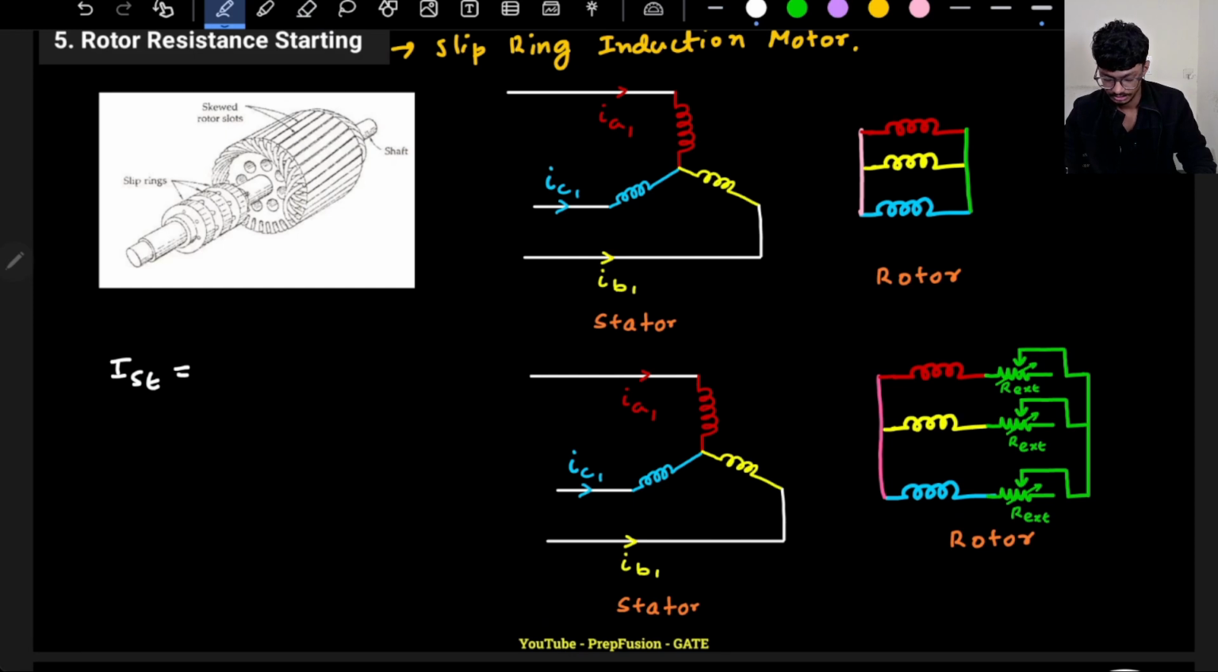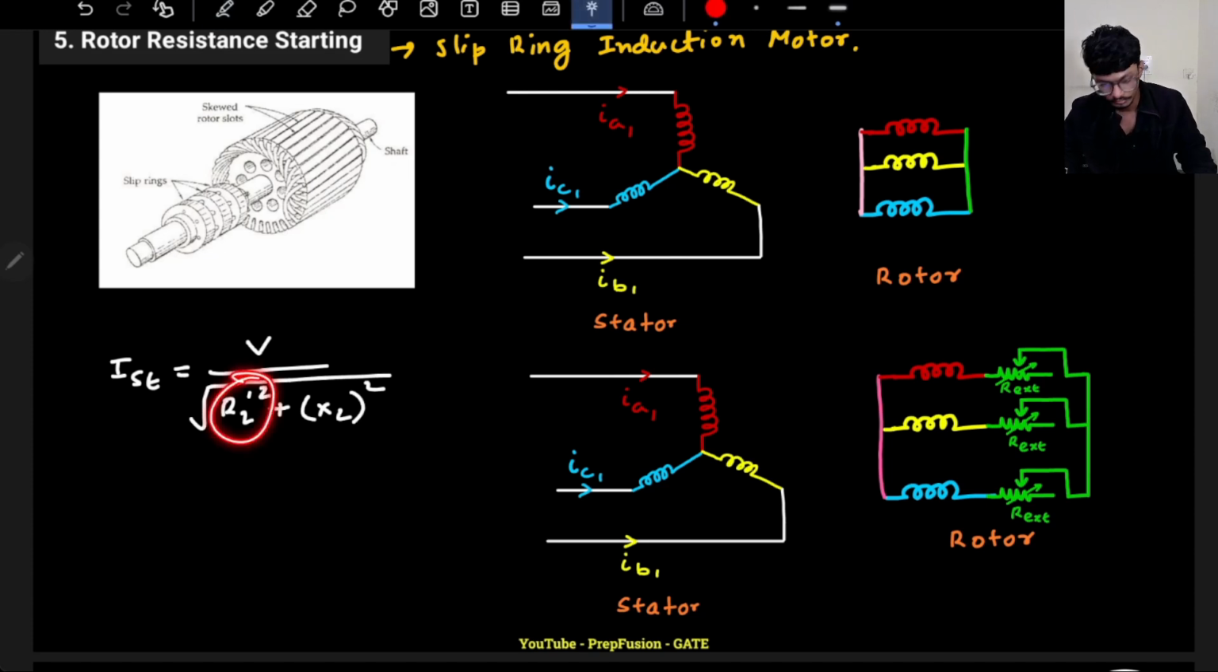So what is the starting current? What is the formula for starting current? If you remember, it was roughly equal to V by the square root of R2 dash whole square plus X2 whole square, because I was ignoring the stator resistance. Now, what is R2 dash? R2 dash is basically this rotor resistance, right?